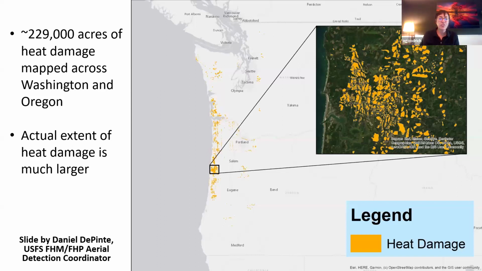So our aerial detection survey team mapped it. They mapped about 230,000 acres across Washington and Oregon. More acreage was mapped in Oregon, but certainly occurred in Washington, and there's probably a lot more on the ground that the actual extent was much larger than what they could map from the air.